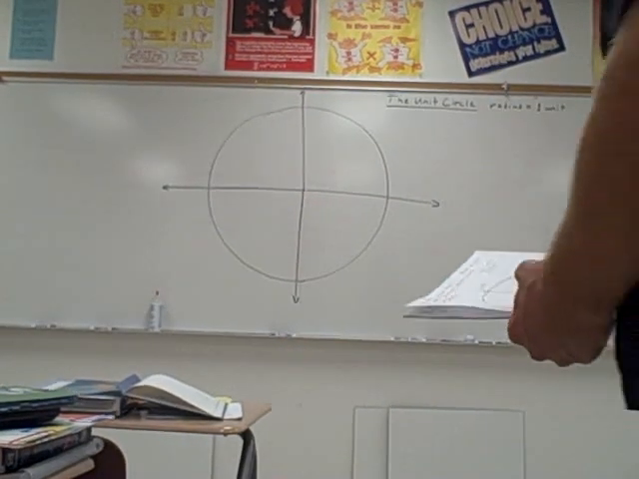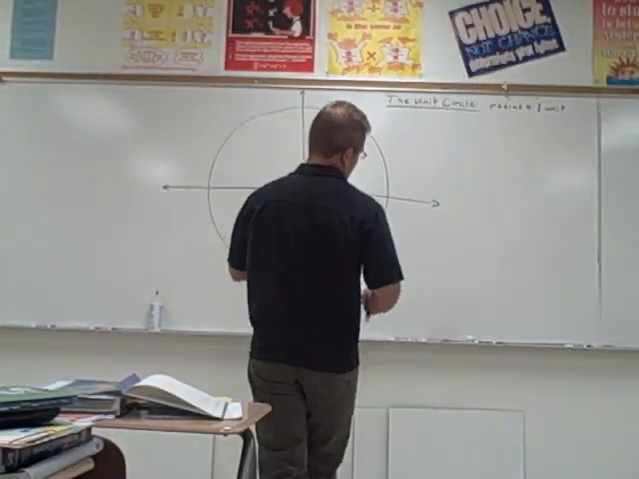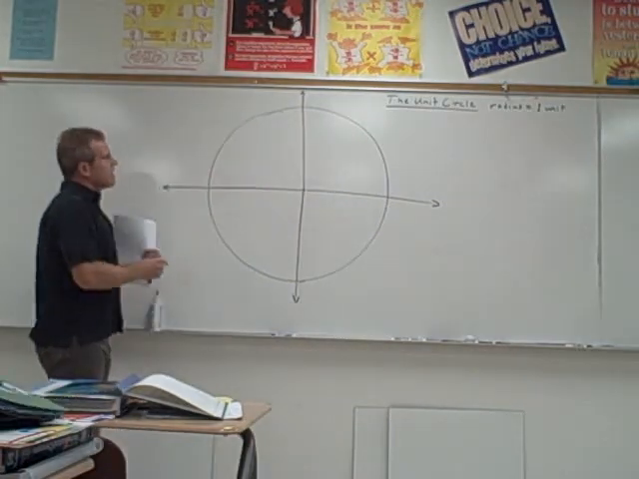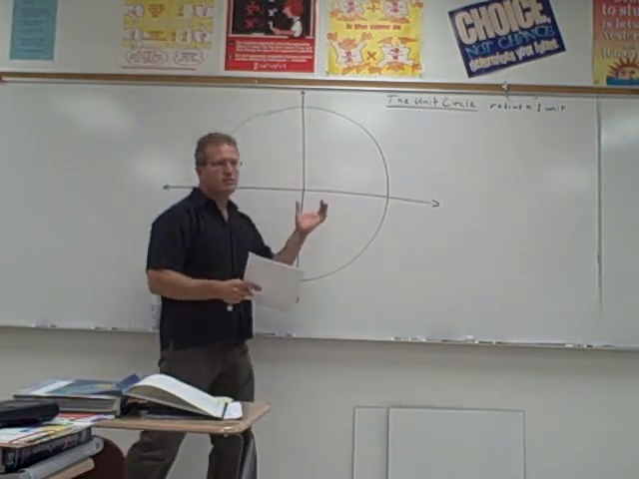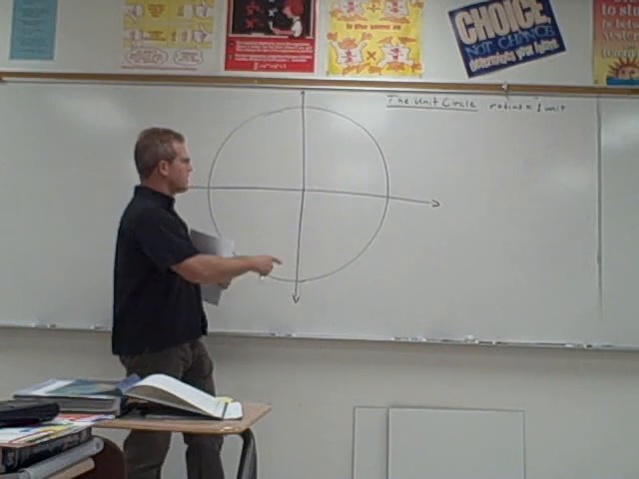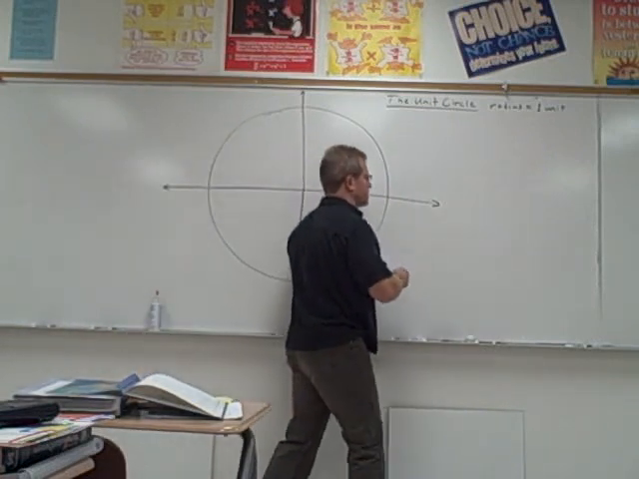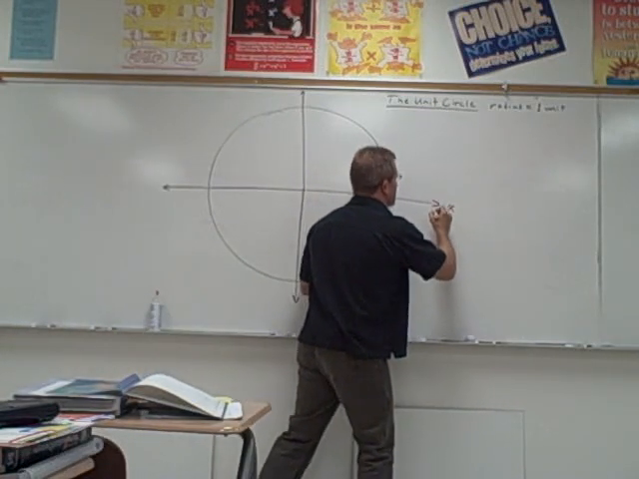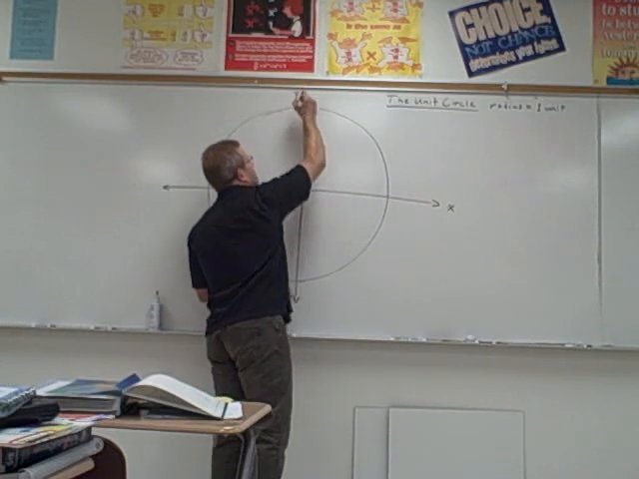All right, we're going to review the unit circle here. The unit circle is a circle where the radius is 1 unit. That's why they call it the unit circle. The x-axis runs through it horizontally, so this is our x-axis. The y-axis runs through it vertically.